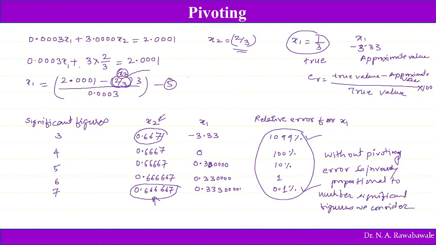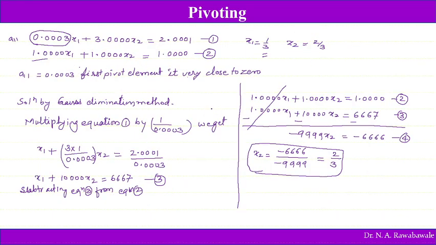Now we will have another example. The same problem we will be solving in a different way. Now we have two equations, equation number 1 and equation number 2, which we have simplified. Now these two equations we will interchange. So the first equation is brought to the second and the second is brought to the first. So the pivoting element a11, which was very close to 0, now if we interchange these equations, the pivoting element will become 1.00. So this 1 will become the pivoting element.